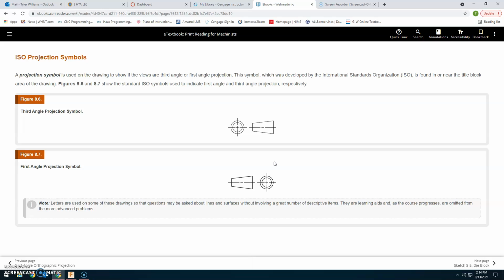ISO projection symbols. A projection symbol is used on the drawing to show whether the view is in third angle or first angle projection. This symbol, which was developed by the International Standards Organization, or ISO, is found in or near the title block area of the drawing. Figures 8.6 and 8.7 show the standard ISO symbols used to indicate first angle and third angle projection, respectively. So for third angle, you're going to have the symbol and then the diameter symbol, and first angle is going to be the diameter symbol, then the symbol.